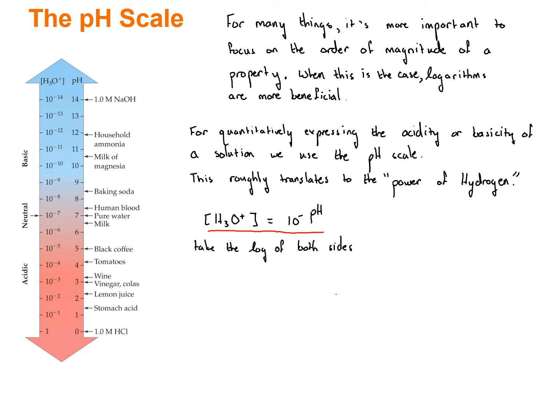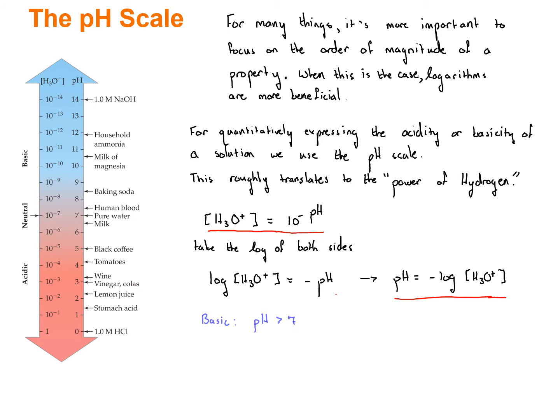Now, if we wish to rearrange that, we have to take the log of both sides. This would be a log base 10, a log, and not one of those ln's. We'd end up with the log of the hydronium concentration equals minus pH. We usually rearrange this one more step, moving that negative to the other side. That leaves us with pH equals the negative log of the hydronium concentration.